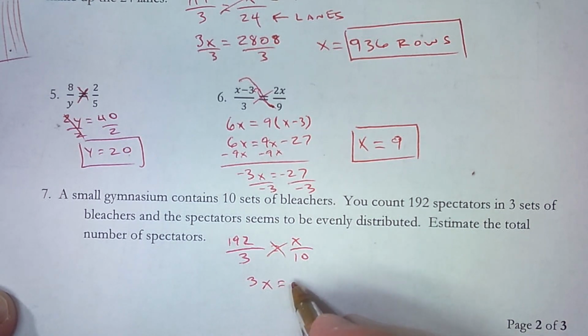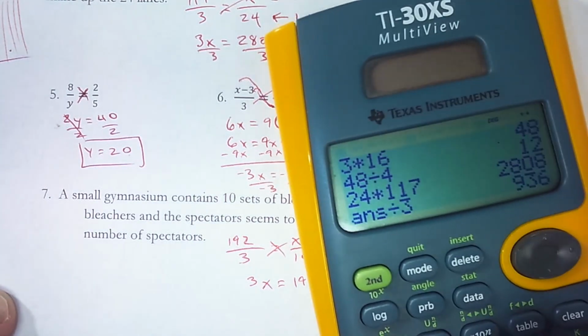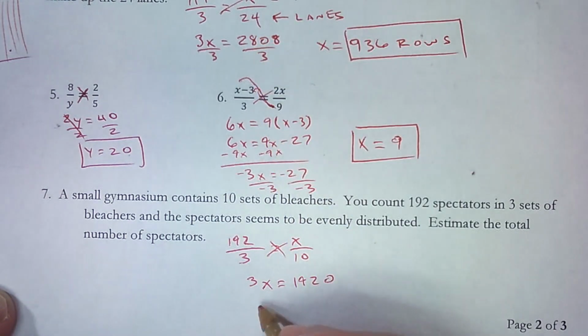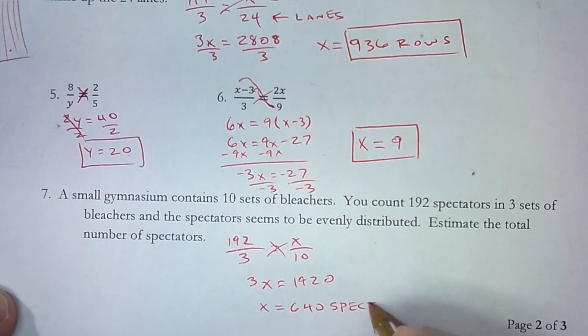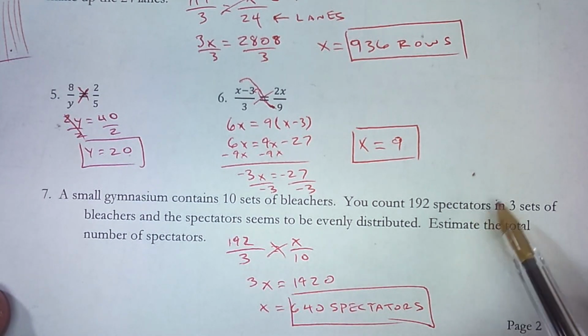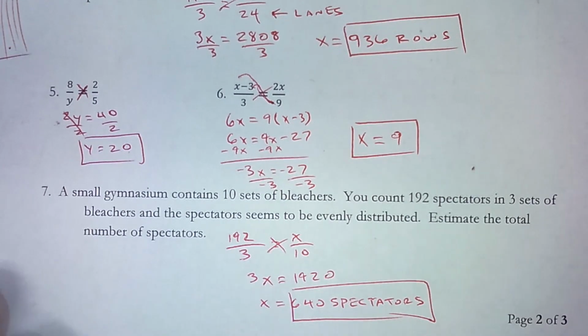So we've got 3x and 1,920. And we'll divide that by 3. And we find there's about 640 spectators in the gym. Again, that's an estimate. It's not necessarily an exact number because the spectators may not be completely evenly distributed.